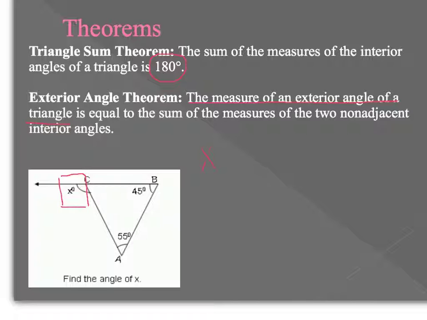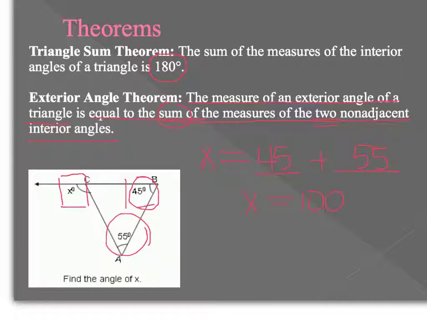So x is equal to the sum of the measures of the two non-adjacent interior angles. So sum of two angles, so I have something plus something else. The two non-adjacent means it doesn't touch it. So these are the two non-adjacent angles. So x is equal to 45 plus 55. So x is equal to 100.